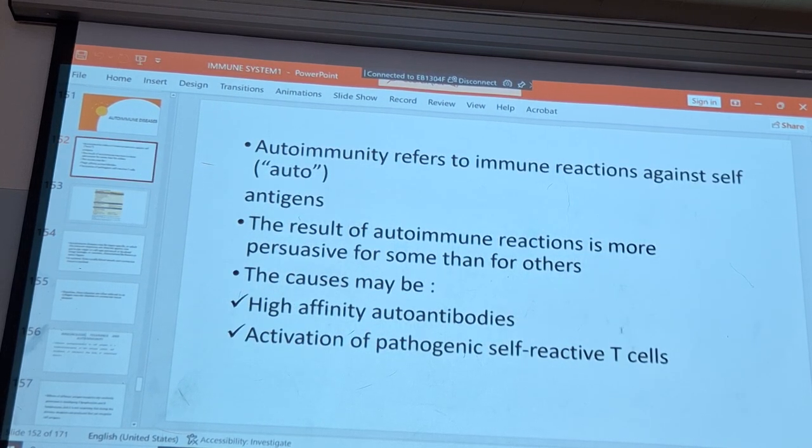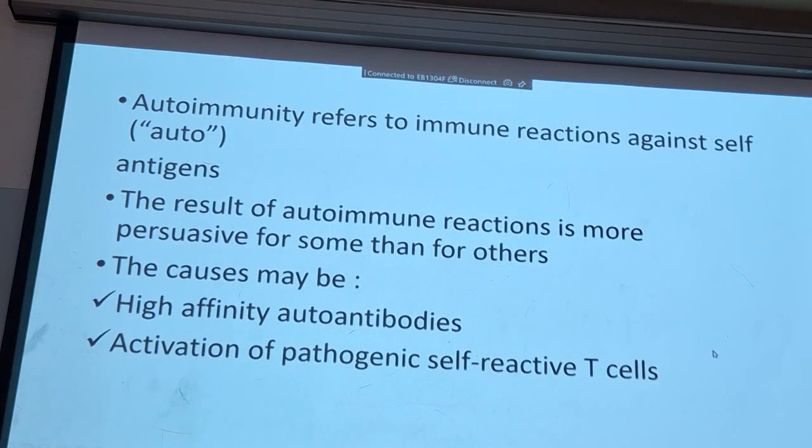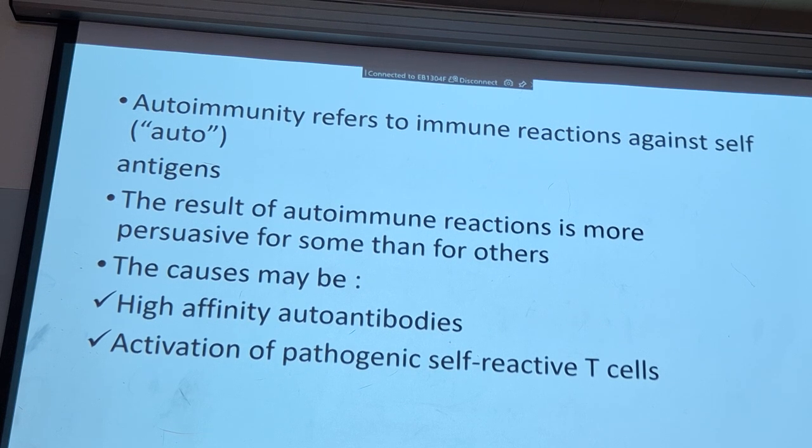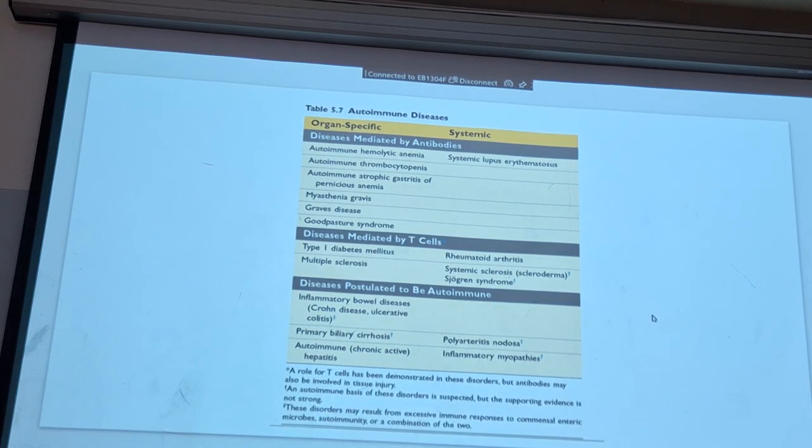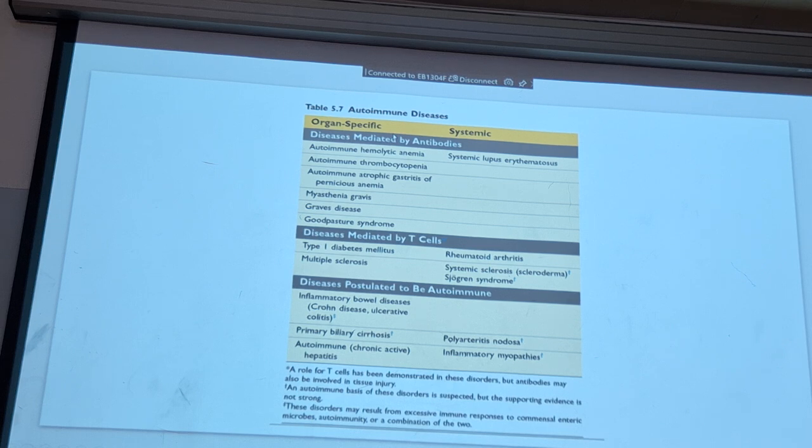In autoimmunity, what is autoimmunity? It means a reaction against autoantigen, self-antigen. And the result of the immune reaction is caused maybe due to high affinity autoantibody, where the affinity of antibody to the cells is more than needed, or activation of pathogenic self-destructive T cells. These are some of the autoimmune diseases.